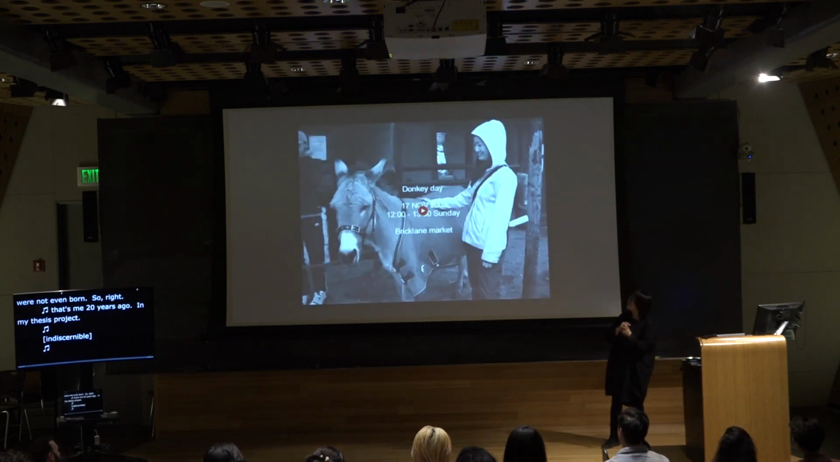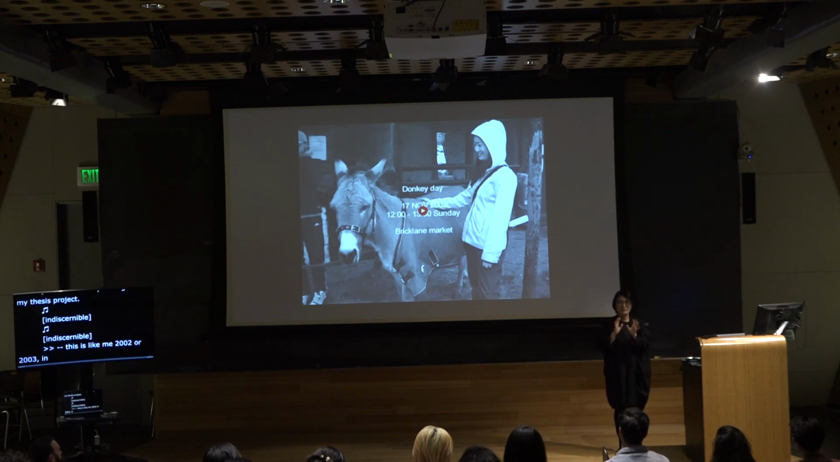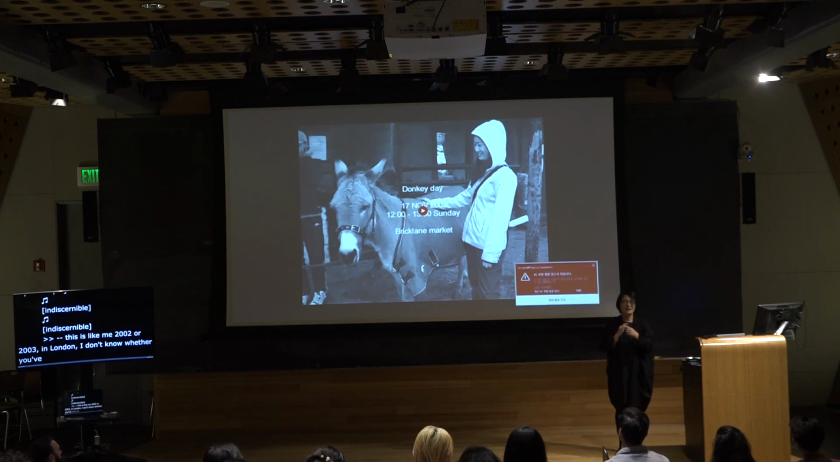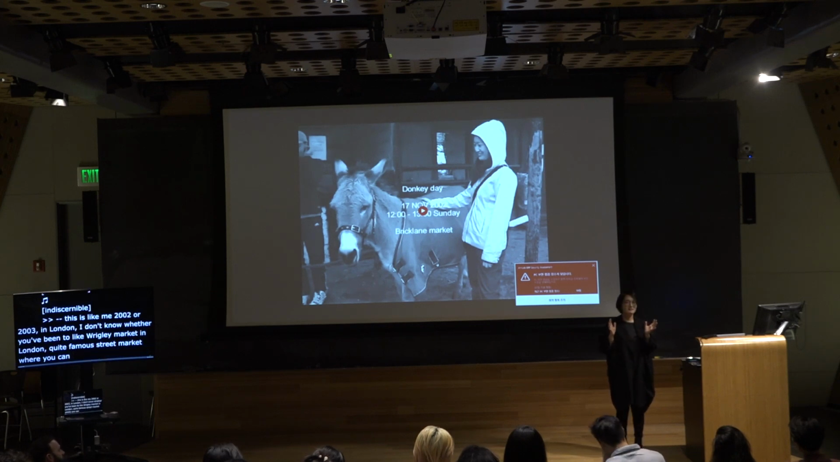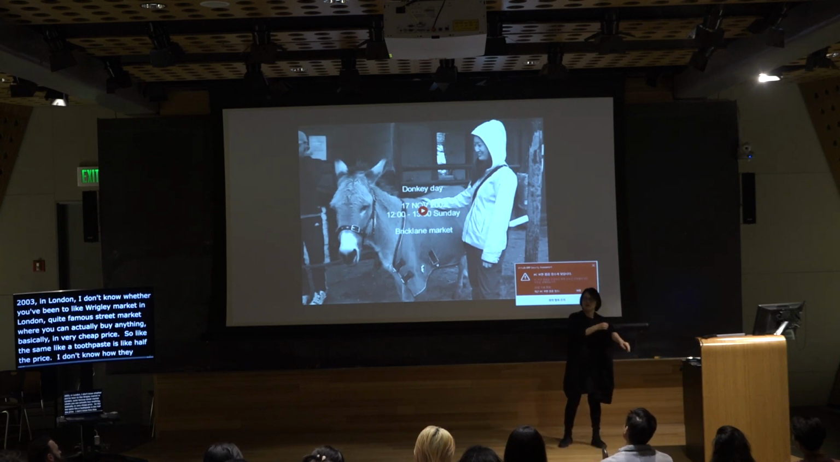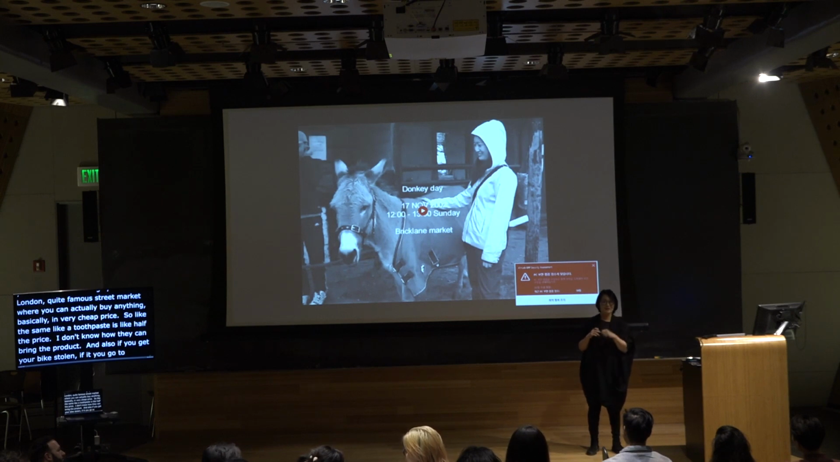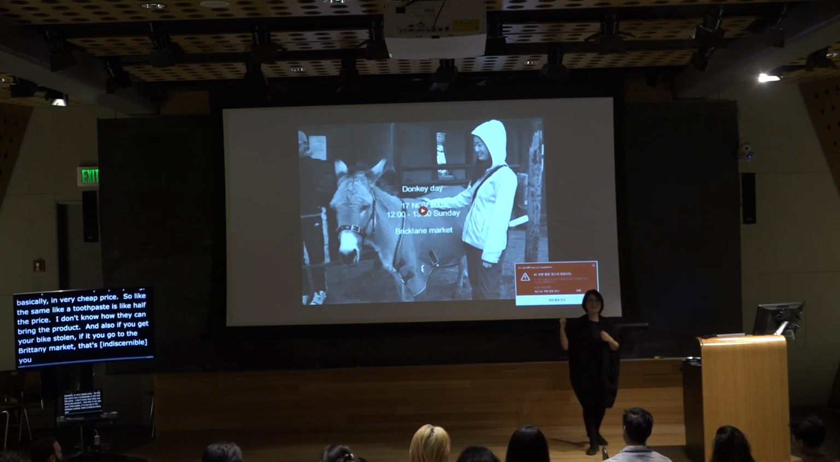Like me in 2002 or 2003 in London. I don't know whether you've been to Brick Lane Market in London. It's a quite famous street market where you can buy basically anything at very cheap prices. The same toothpaste is like half the price. I don't know how they bring the product. And also if you get your bike stolen, if you go to Brick Lane Market that weekend, you can buy your bike back. That tells you about the market.